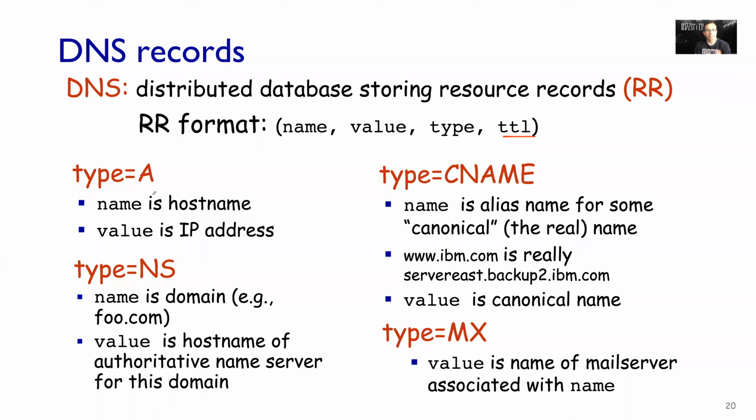So type A is the classic query we are talking about. When you're trying to map a host name to an IP address, the name is the actual host name, www.unsw.edu.au, and the value would be the IP address for that particular web server. NS is when the value is pointing to the authoritative name server.